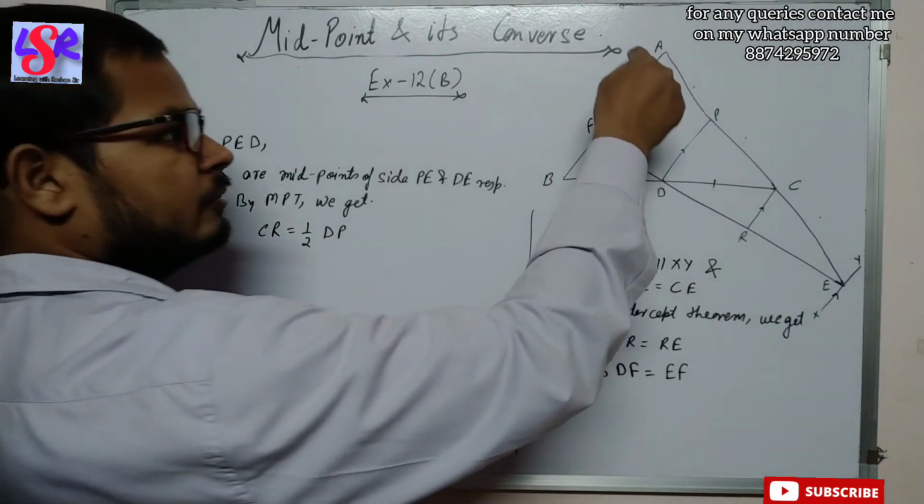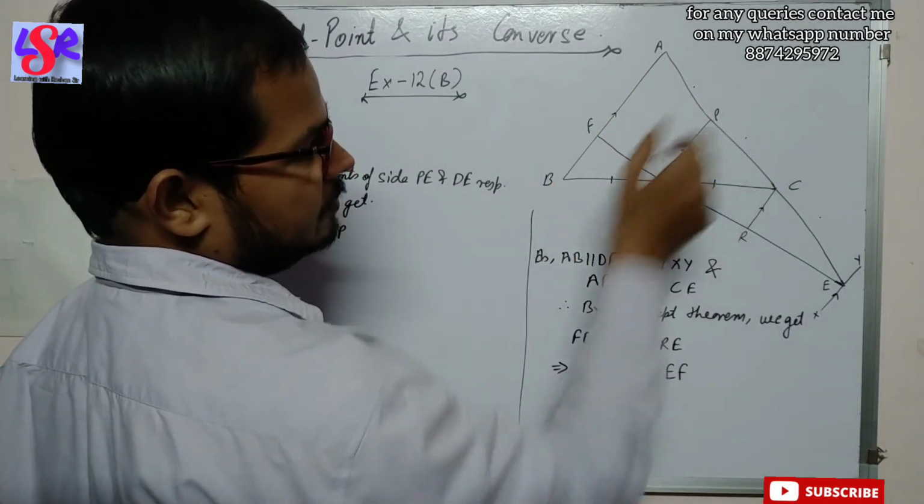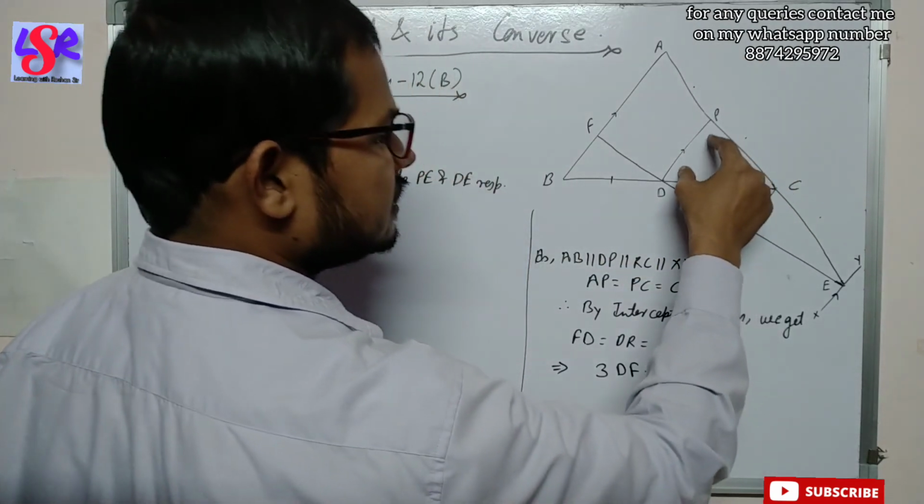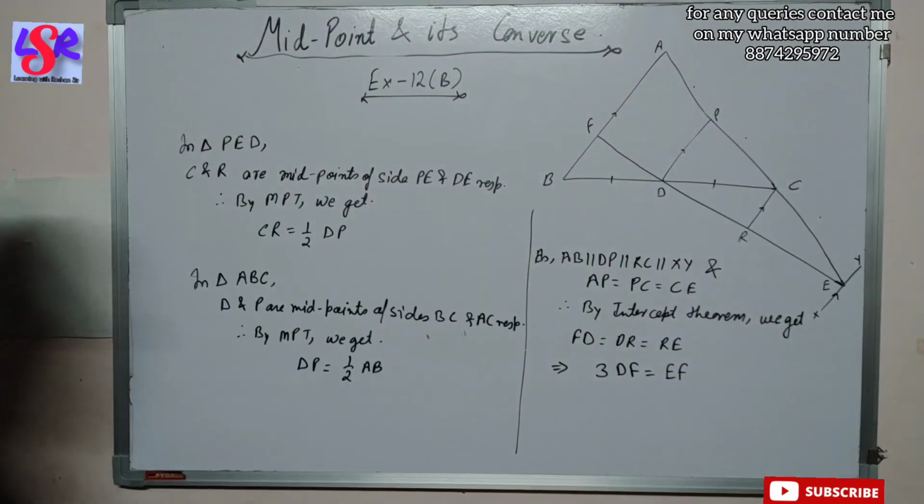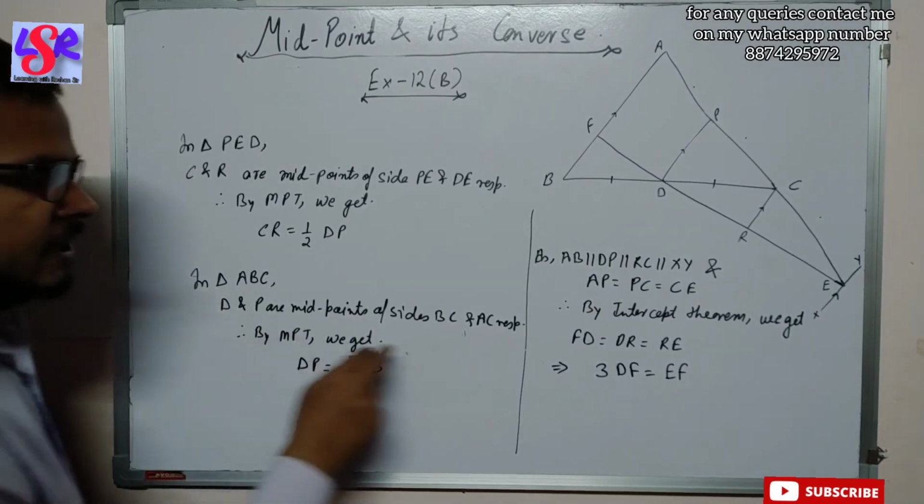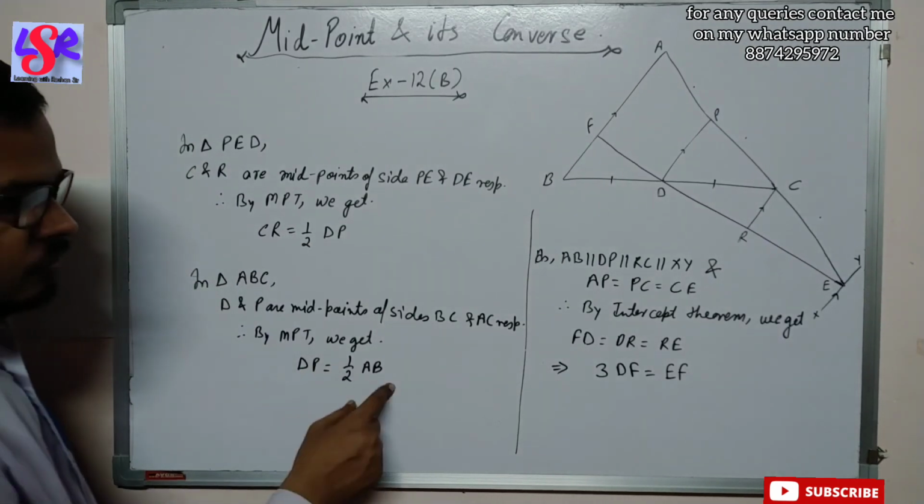Now we'll move to triangle ABC. In this one, D and P are the midpoints of the sides BC and AC respectively. Therefore, this DP will be half of AB. Here in triangle ABC, D and P are the midpoints of the sides BC and AC respectively. So by the midpoint theorem, we get DP equals half of AB.